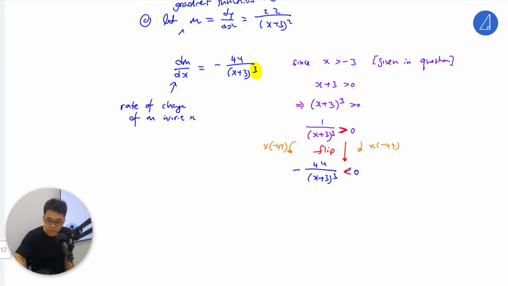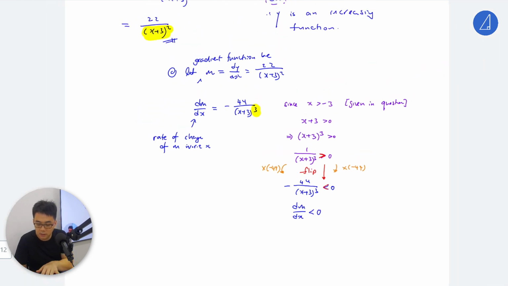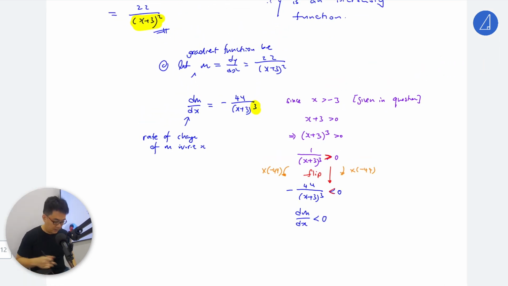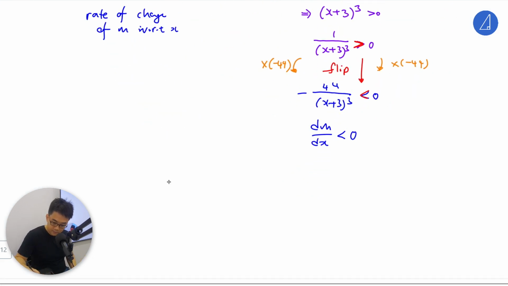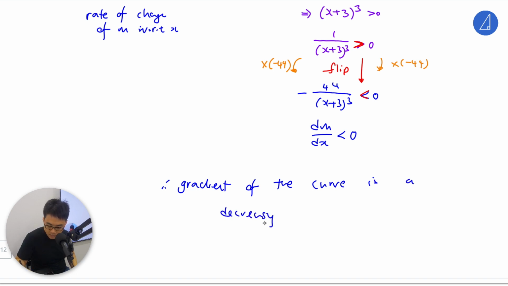Okay, then this will be dm/dx. You can say that, so this tells you that the gradient of the curve is a decreasing function. Okay, that's it.